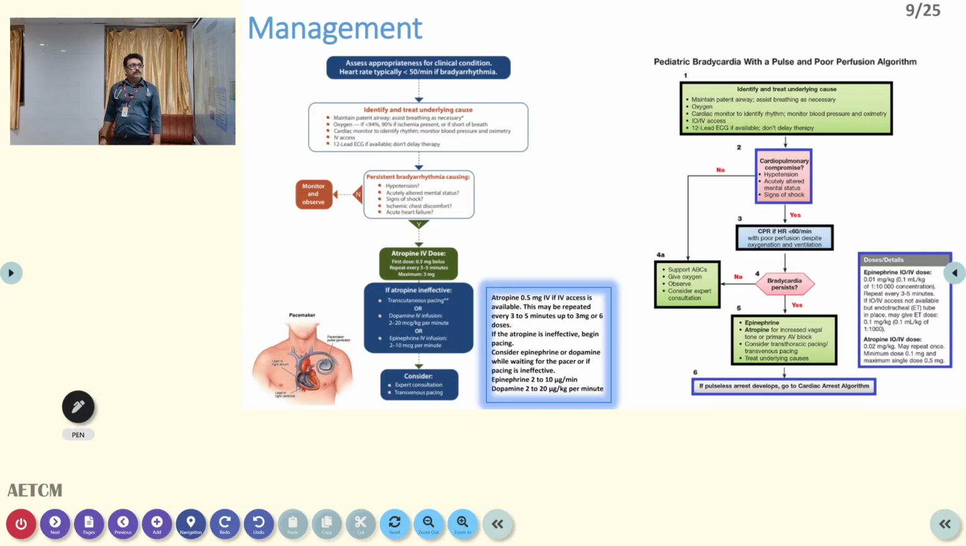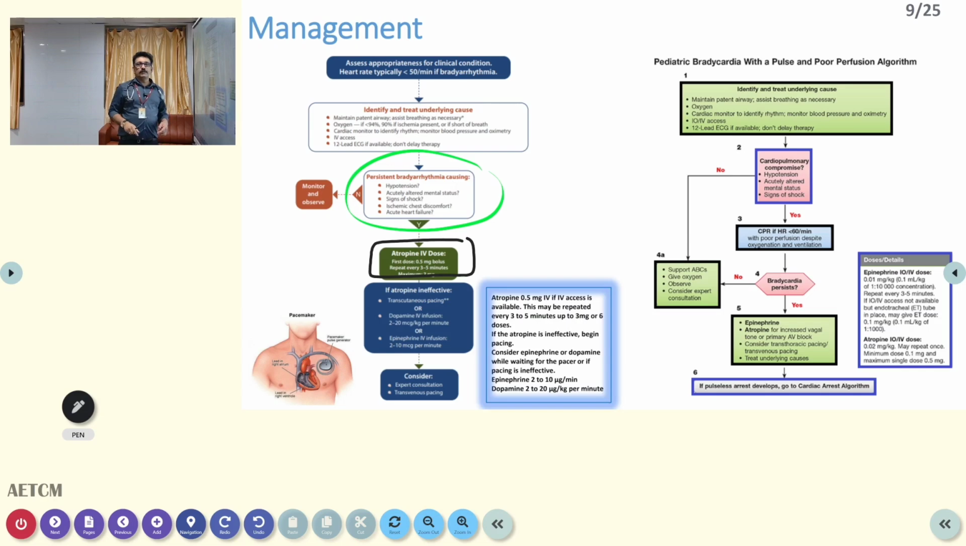Now, management of bradycardia is very important. We have to see the treatable causes. If there is a treatable cause, we have seen the 5H's and 5T's, that should be ruled out. Then if there is no major treatable cause and the patient is symptomatic, then the best option will be atropine. Atropine should be used in all patients having symptomatic bradycardia, whatever may be the reason.